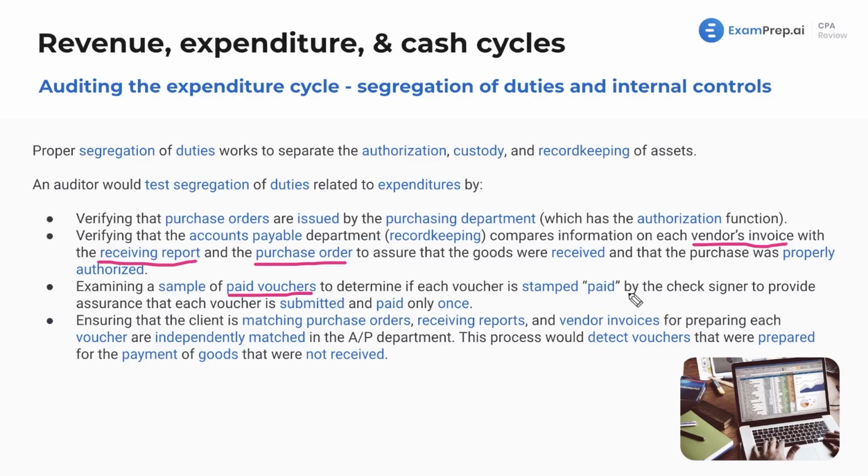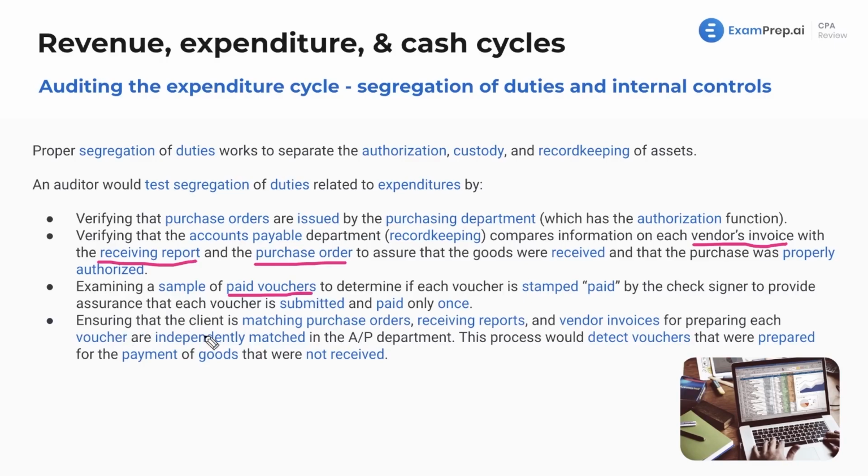Because once you mark it paid, it's not going to get accidentally paid again, right? Whether maliciously or by accident, you could see that same voucher on your desk and pay it again for a second time. So that's something to keep in mind, something to watch out for so you don't double pay something.